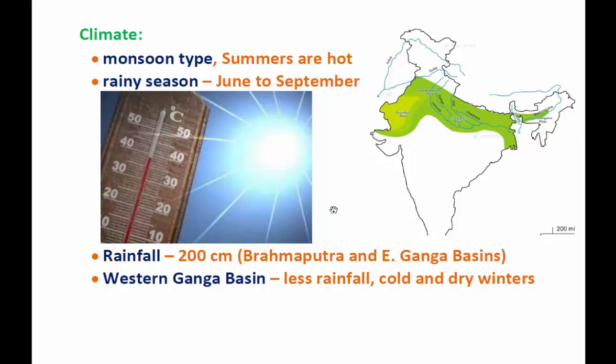As far as the climate of this Ganga-Brahmaputra basin is concerned, it has a monsoon type of climate. Summers are very hot, and the rainy season lasts from June to September. Rainfall is very heavy during the rainy season, especially in the Brahmaputra and East Ganga basin, about 200 centimeters, like the Amazon basin. In the western part, especially UP and Delhi, they receive less rainfall, and it's very cold and dry during the winter season.